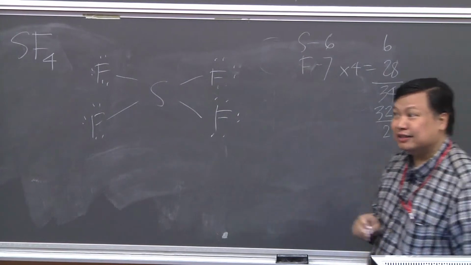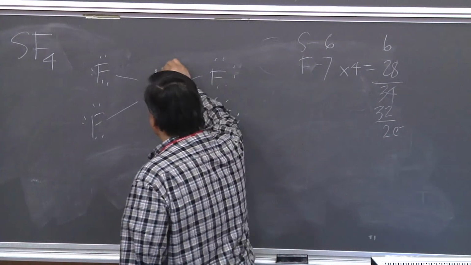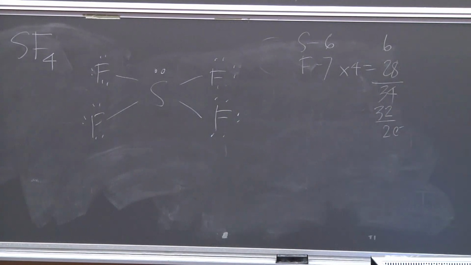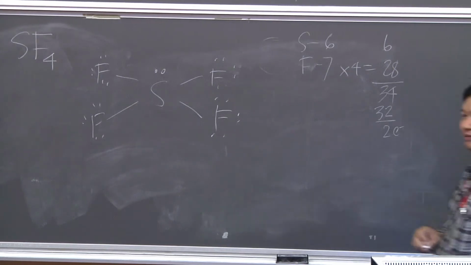On the central atom. Can sulfur have that extra? Why? Because it's an expanded octet. If that was oxygen, it can't be, right? Because oxygen will be in the second period, right? Good. So what kind of shape do we have?